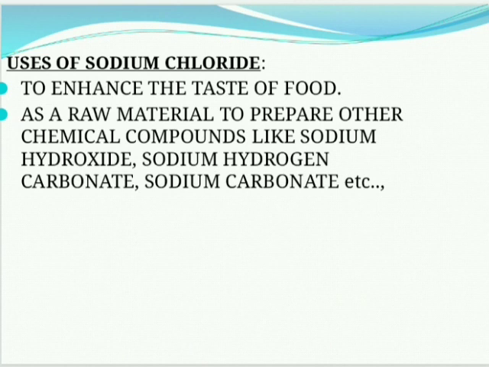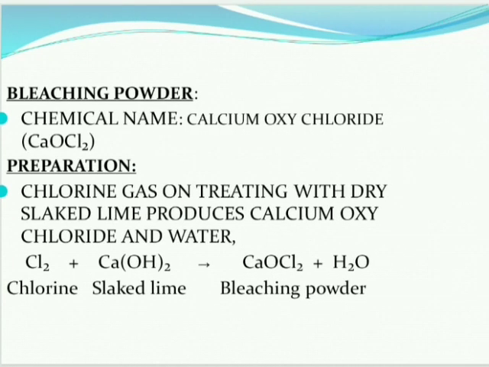And the other use of sodium chloride is as a raw material to prepare other chemical compounds like sodium hydroxide, NaOH, sodium hydrogen carbonate and sodium carbonate, and many other compounds, etc. So in this way, sodium chloride is used in the chemical industry as a raw material. We all know the raw material is nothing but a starting material to prepare other materials, other substances.